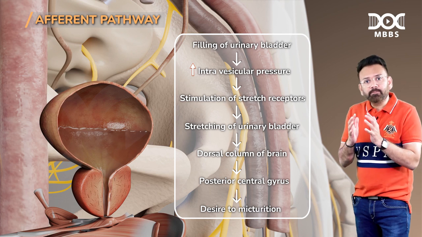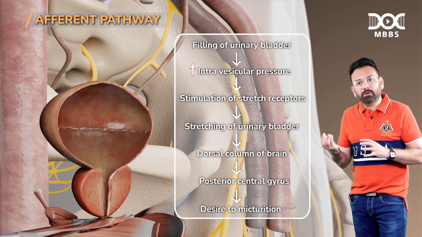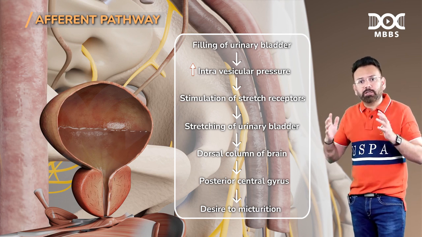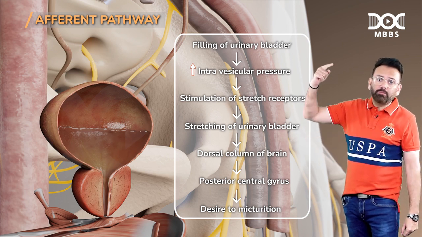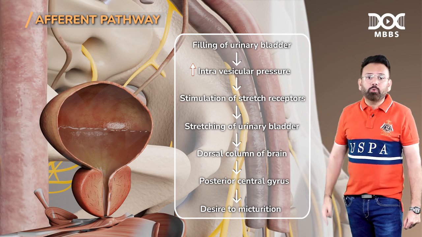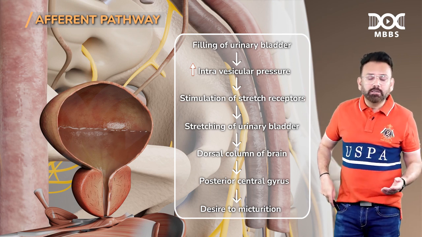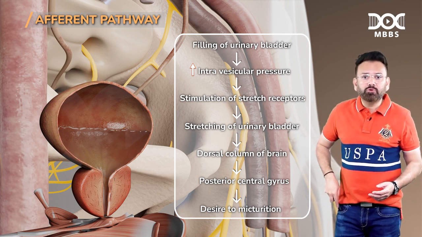Filling of the bladder, increase in the intravesical pressure, causing stretch on the bladder, carried by the pelvic nerve, then the dorsal column to the brain. In the brain, the posterior central gyrus sensory cortex, then you will have the desire of feeling micturition.